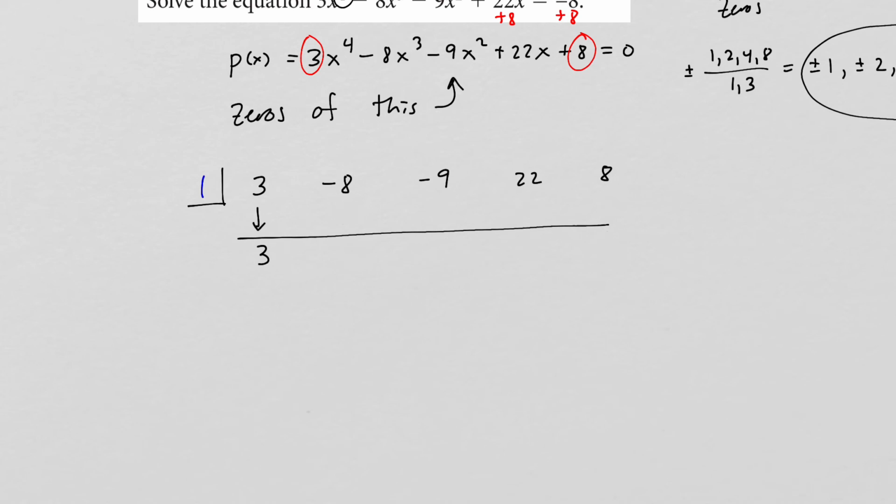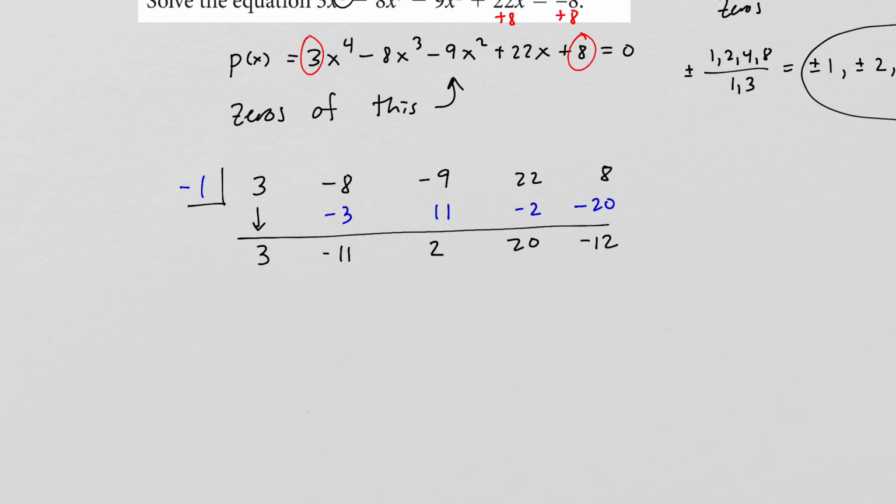So now I'm just going to guess negative 1. Negative 1 times 3 is negative 3. Negative 8 plus negative 3 is negative 11. Negative 1 times negative 11 is positive 11. Negative 9 plus 11 is 2. Negative 1 times 2 is negative 2. 22 take away 2 is 20. And negative 1 times 20 is negative 20. And that gives us negative 12. So we notice that negative 1 also doesn't work.